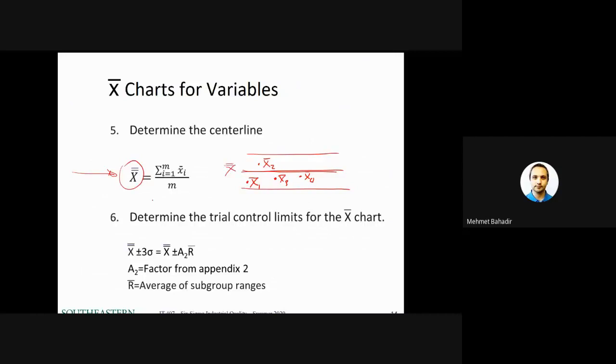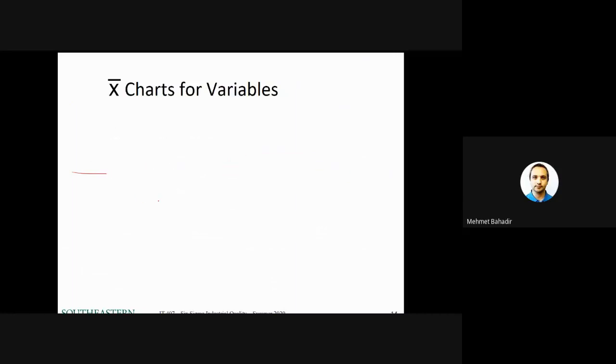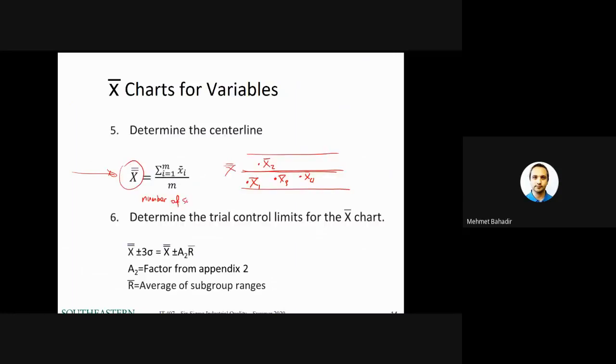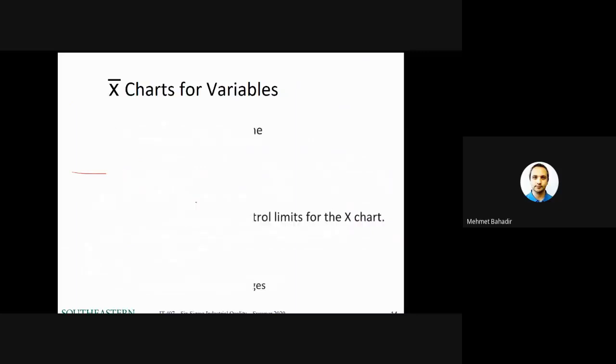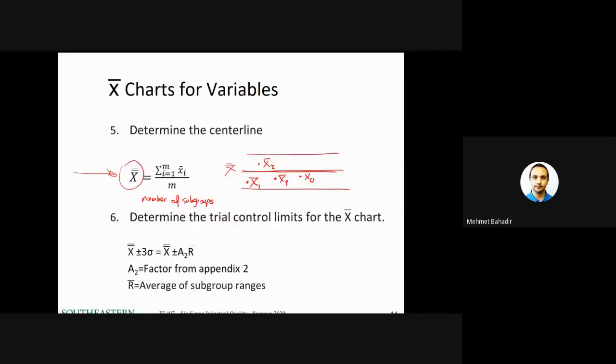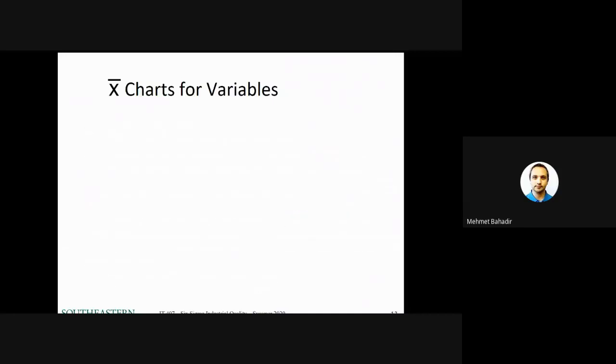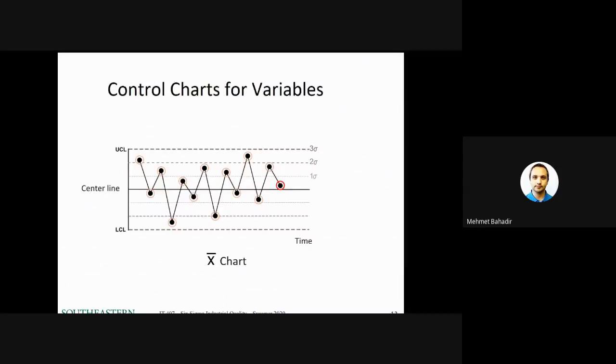Here, M is the number of subgroups. Sigma means that you add all the subgroup averages and then divide them by the number of subgroups. In our previous example here, 1, 2, 3, 4, 5, 6, 7, 8, 9, 10, yeah, 14. In this case, M is 14, the number of subgroups.